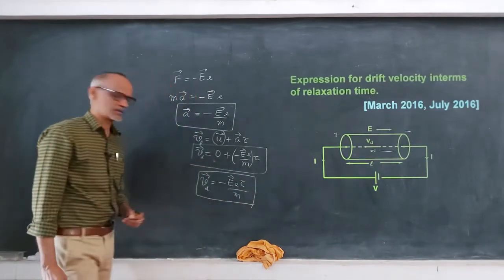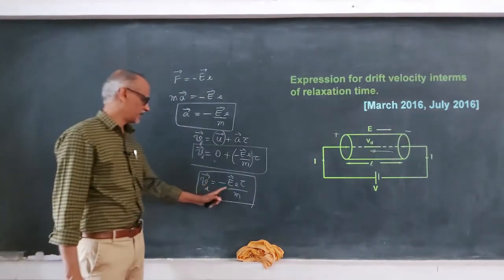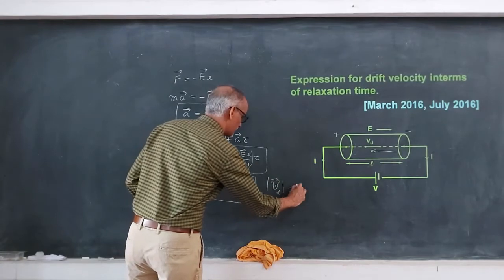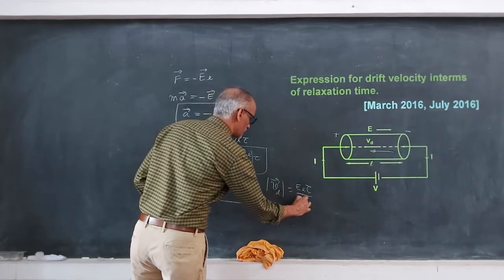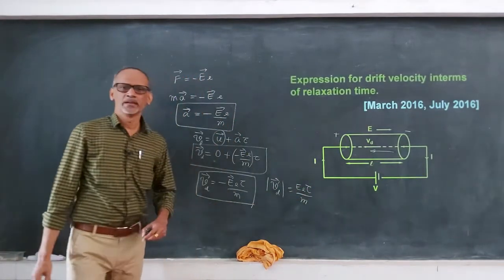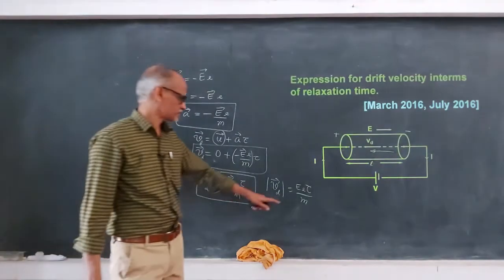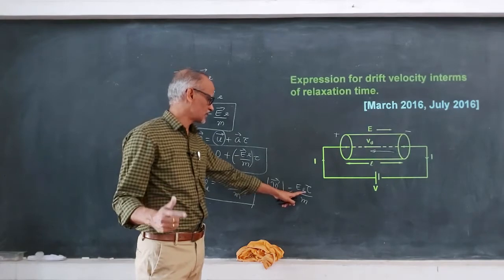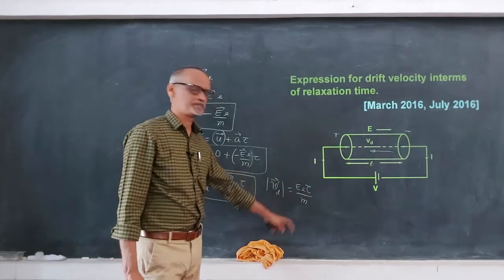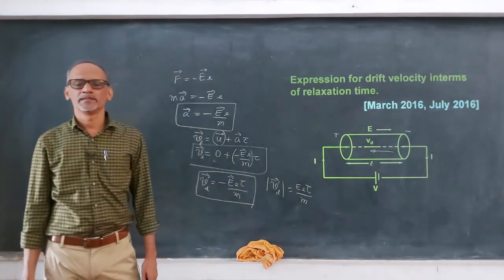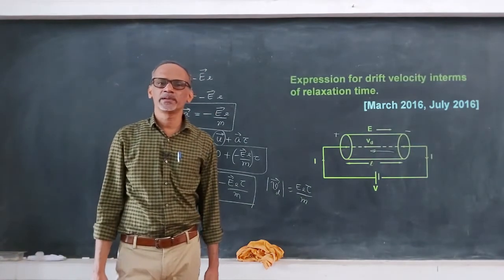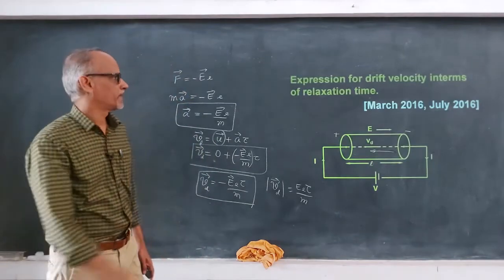So, what is the expression for drift velocity? Vd is equal to eE tau by m, and if you want the magnitude of it, then it will be eE tau by m. Okay, let us identify the various terms. What is capital E? Electric field. What is small e? Charge of the electron. What is tau? Relaxation time. What is m? Mass of the electron. So, what is the expression for drift velocity? Vd is equal to eE tau by m.